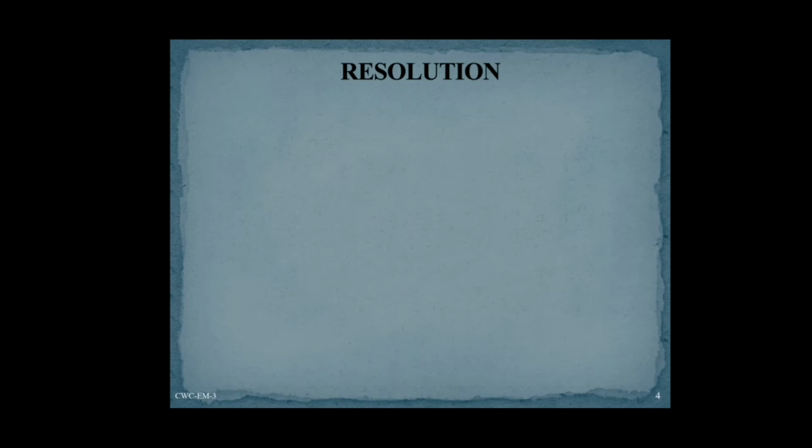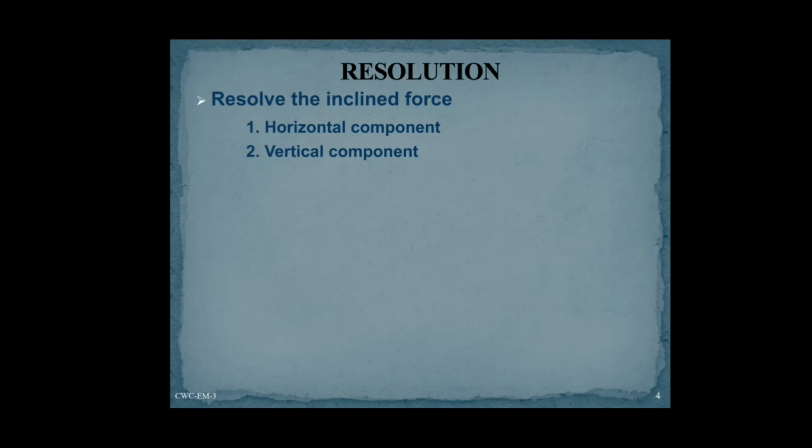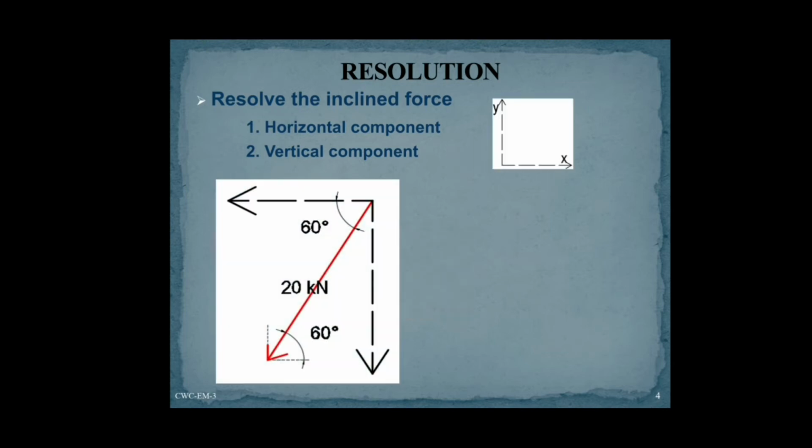In the question you have seen there are two vertical forces and one inclined force. So the first thing we have to do is to resolve the inclined force into its rectangular components: its horizontal component and vertical component. It is called resolution. For that, let's consider rightward direction as positive x-axis and upward direction as positive y-axis. So this is our inclined force, 20 kilonewton. The inclination of the force with respect to the beam element is mentioned as 60 degree.